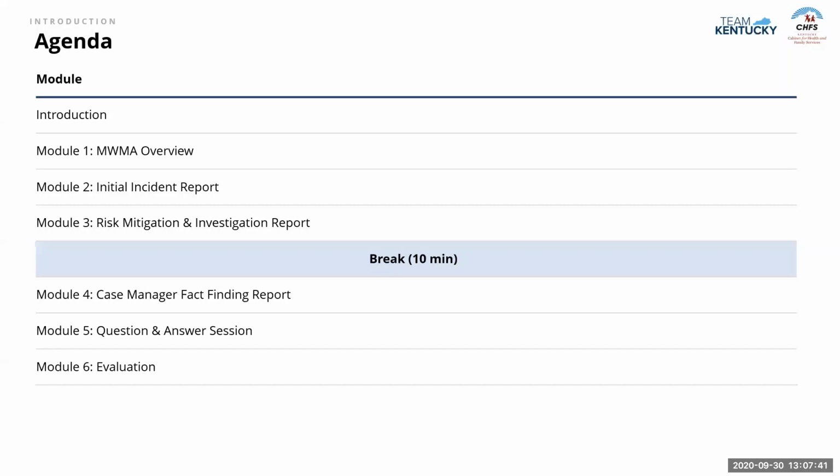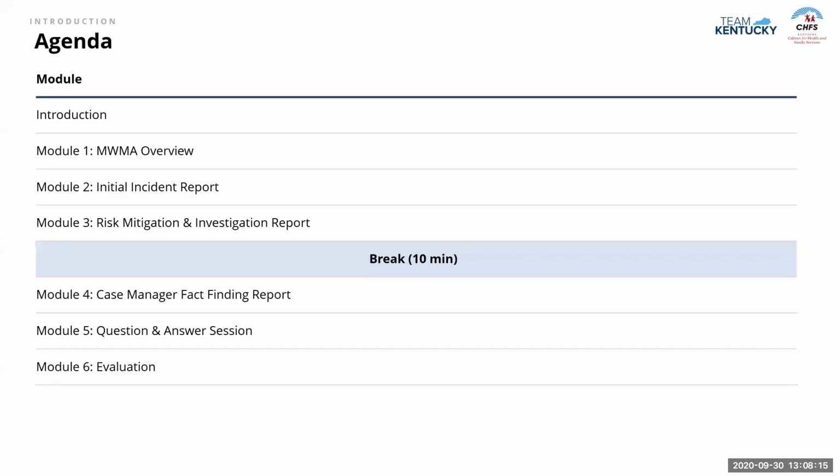After module 1, we'll jump into module 2, which is our initial incident report. We're going to break down exactly when you as a case manager would conduct such a report in MWMA and how you're going to do that in the system. So we'll take you through screen by screen what that process looks like. After that, we have module 3, which is our risk mitigation and investigation report. That's a follow-up report to the initial incident report. We'll take you through that, make sure you understand screen by screen how to navigate that, as well as when it is appropriate for you as a case manager to conduct that report.